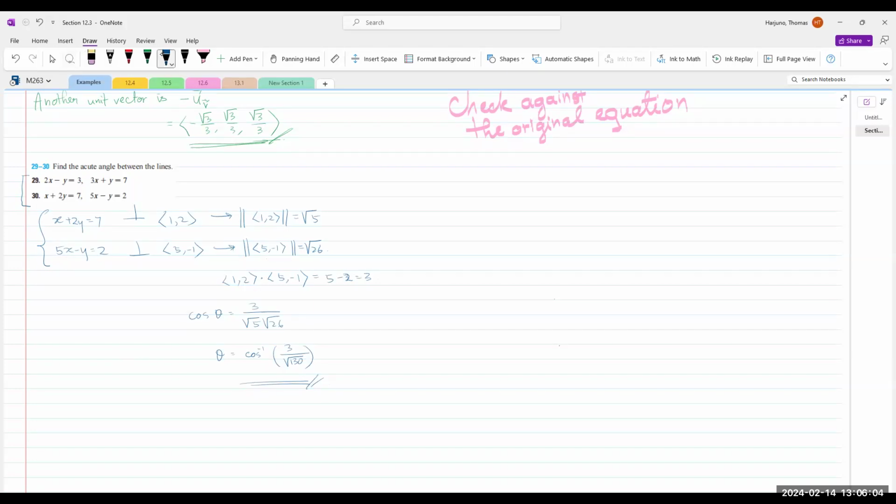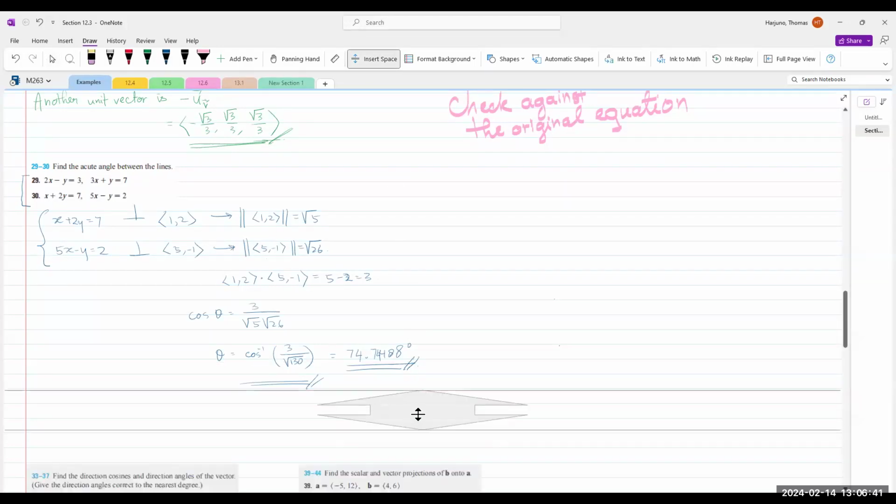Which we computed earlier. I forgot what that was. 74.7488 something. I forgot. Let me check my calculator. Give me a second. 74.74488 degrees. Okay.